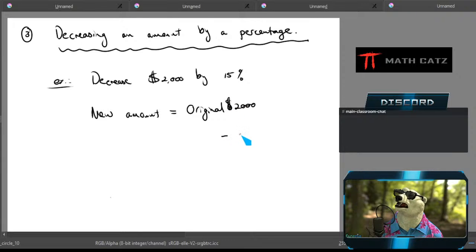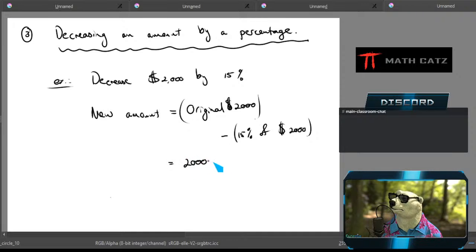Take away 15% of $2,000. Decreasing. I'm losing some money. So I have my 2,000 minus a percentage of a number. Decimal version times number. Because that's the first kind of calculation again.